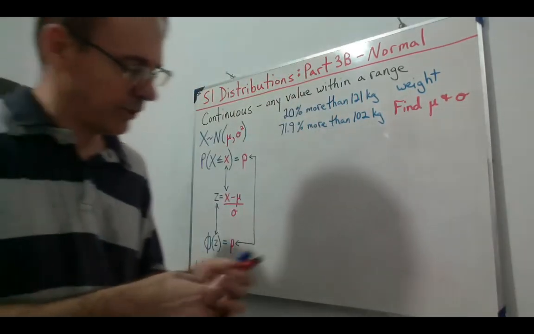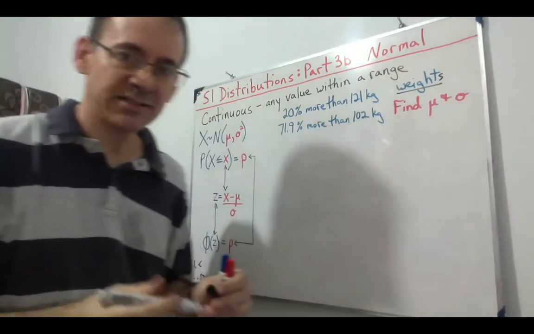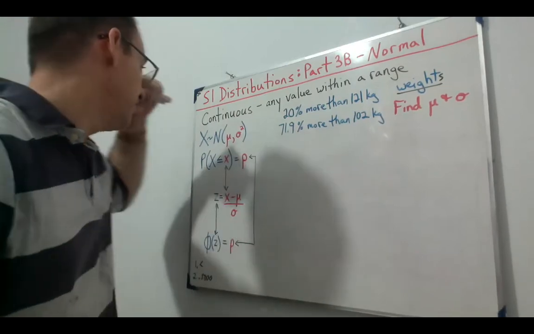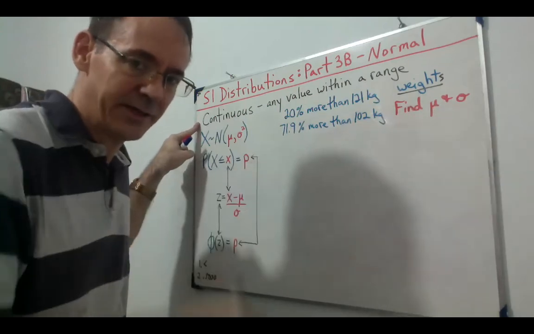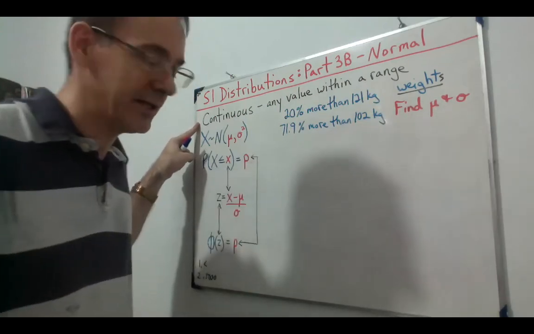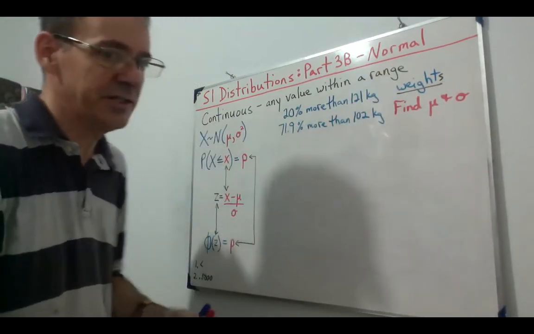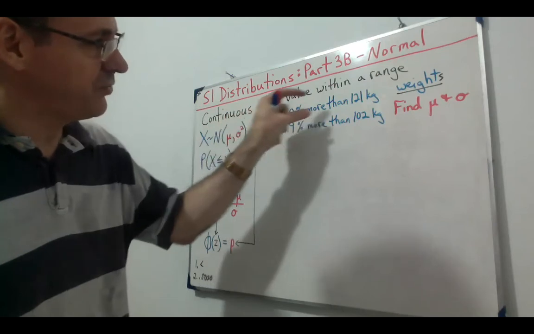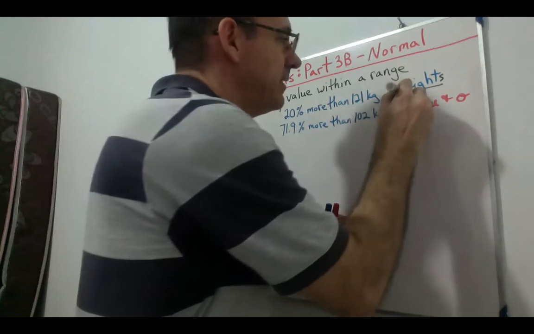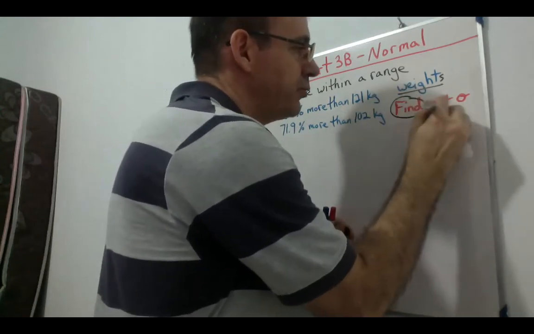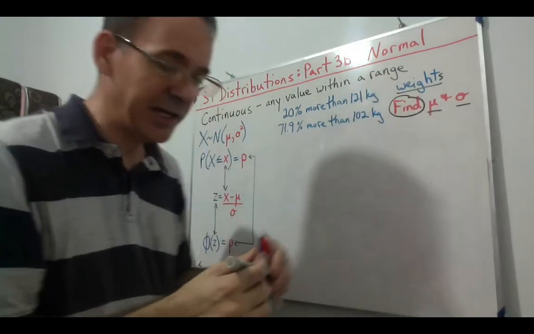First off, we're dealing with weights. Weights of these giant pandas. So that's a continuous concept. Weight is not discrete values. It can be anywhere in between along a range. So this is continuous. It does say normal distribution. And it gives us these two statements. And it wants us to find mu and sigma, the mean and the standard deviation.